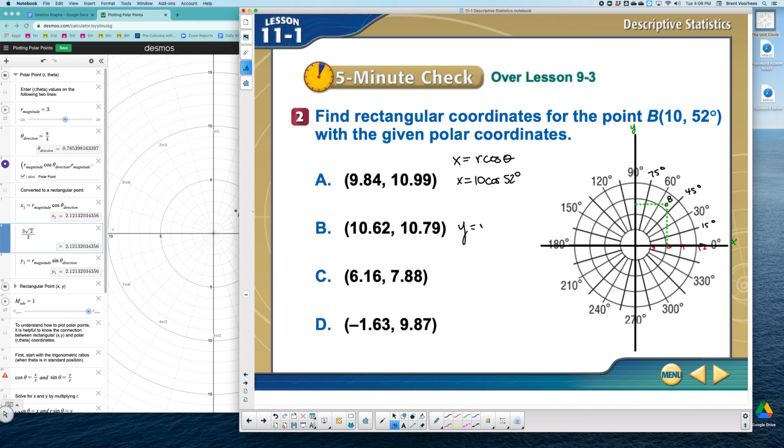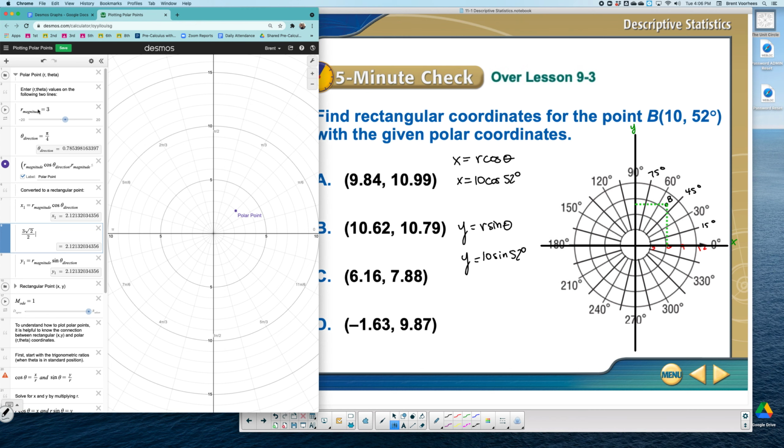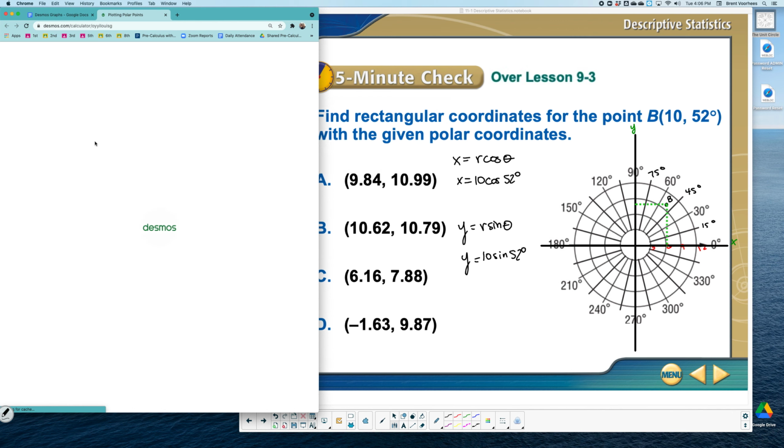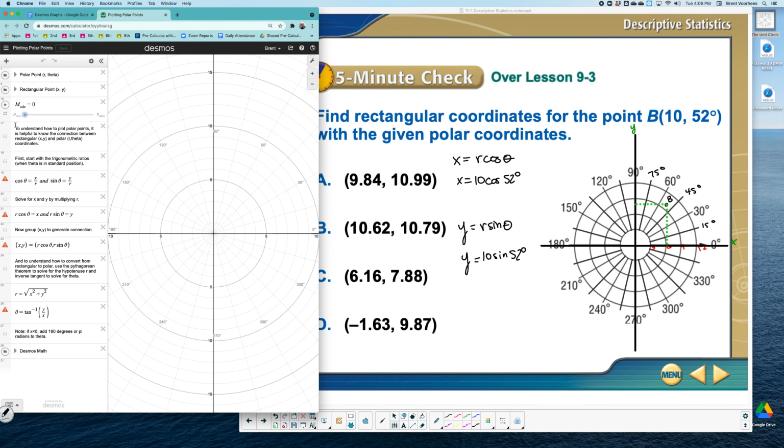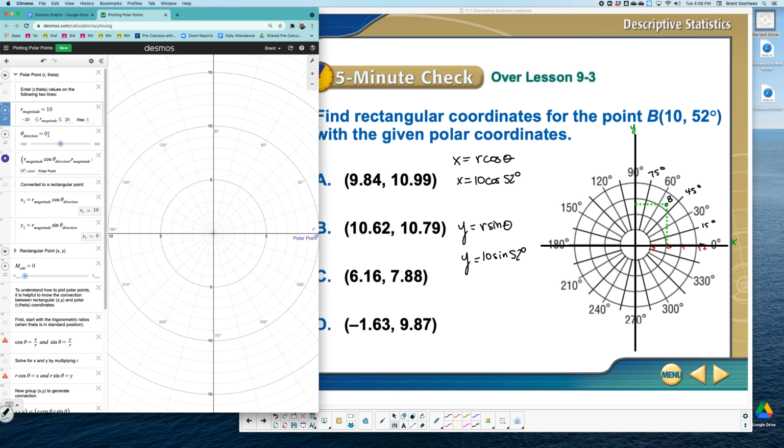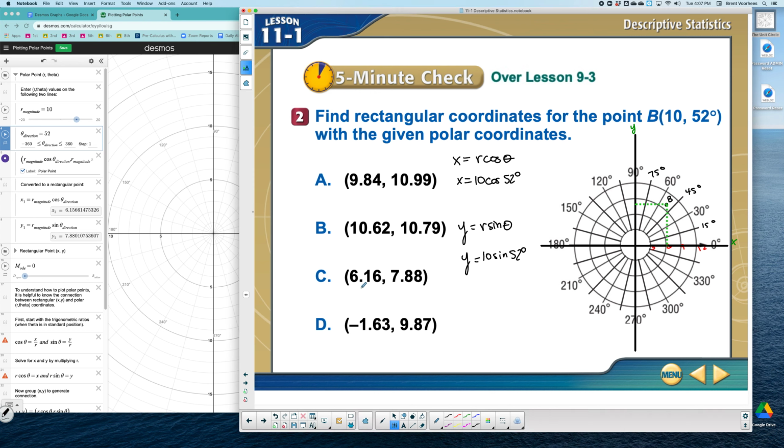The y value would be r sine theta, which means our y value would be 10 times the sine of 52 degrees. Come over to our calculator. I'm going to refresh this. When I refreshed it, it put me back in degree mode, which is what I need to be in. They gave me a polar point, so 10 at 52 degrees. It looks like the point is 6.16 and 7.88. Our guess was correct. So that would be our answer here: x is approximately 6.16 and y is approximately 7.88.